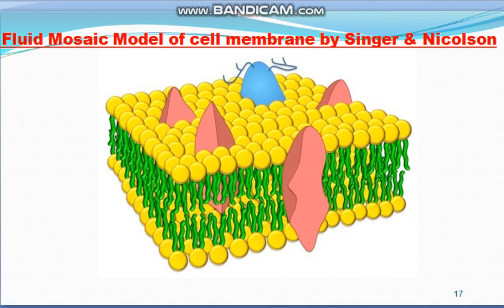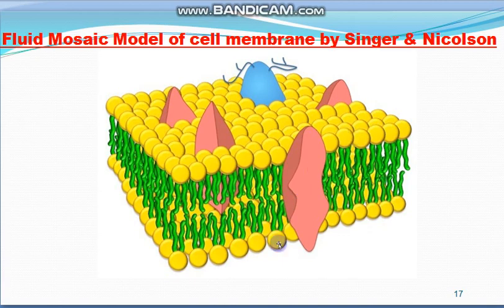So this is the most favored model, and this model is described as protein icebergs in a sea of lipids. These are the proteins and these are the lipids. So we can say, according to the fluid mosaic model, protein icebergs in a sea of lipids. These are the lipid layers, again a double layer of lipids.